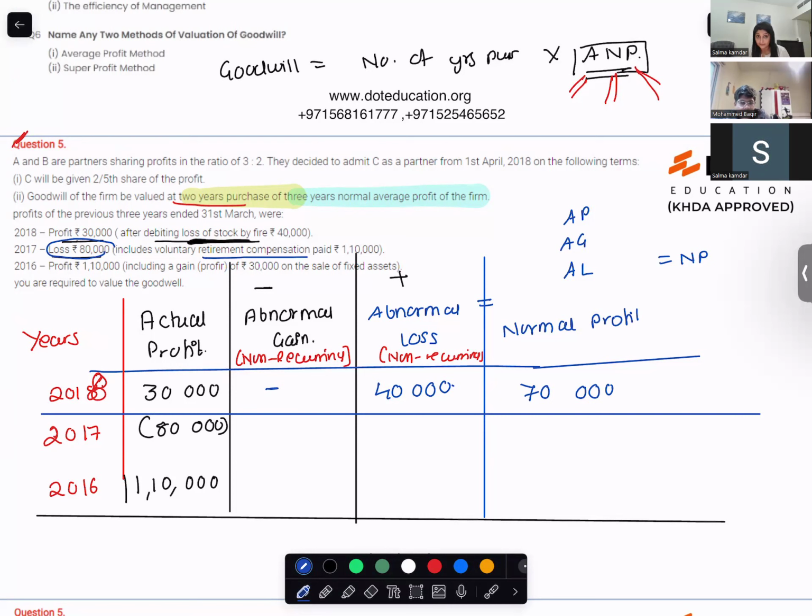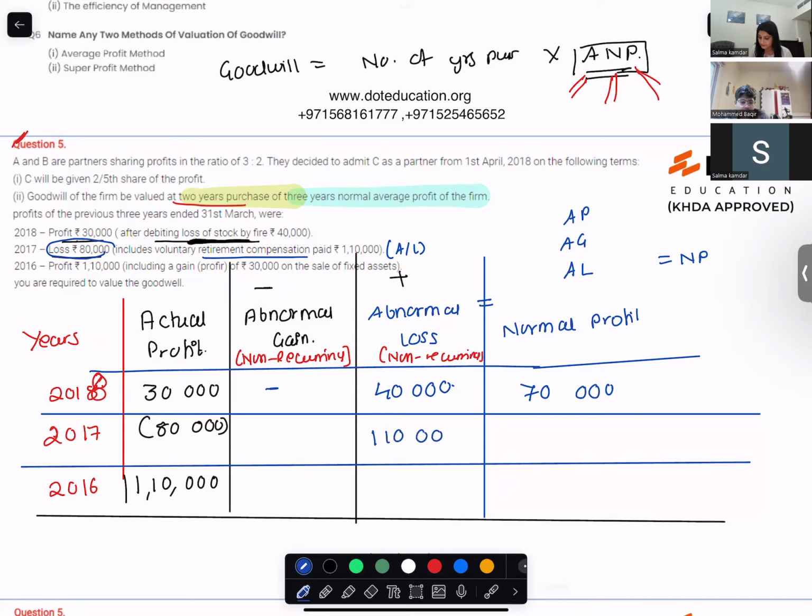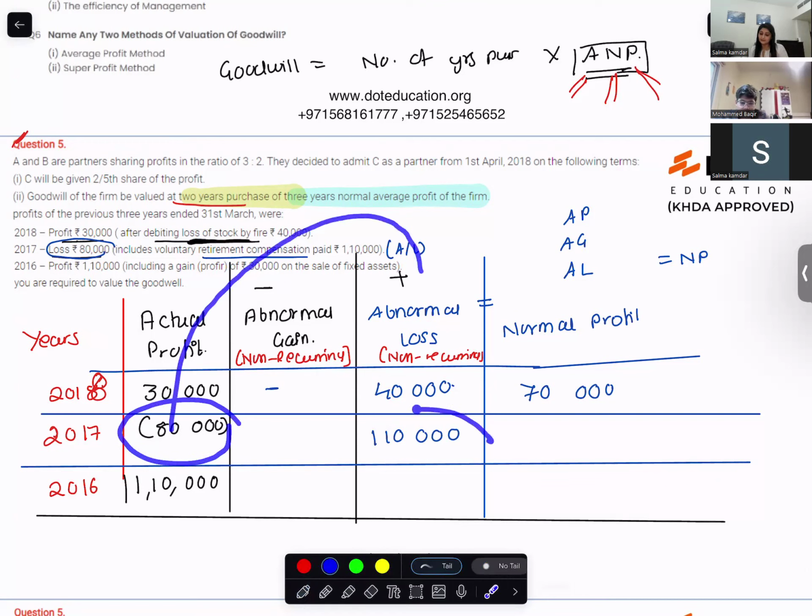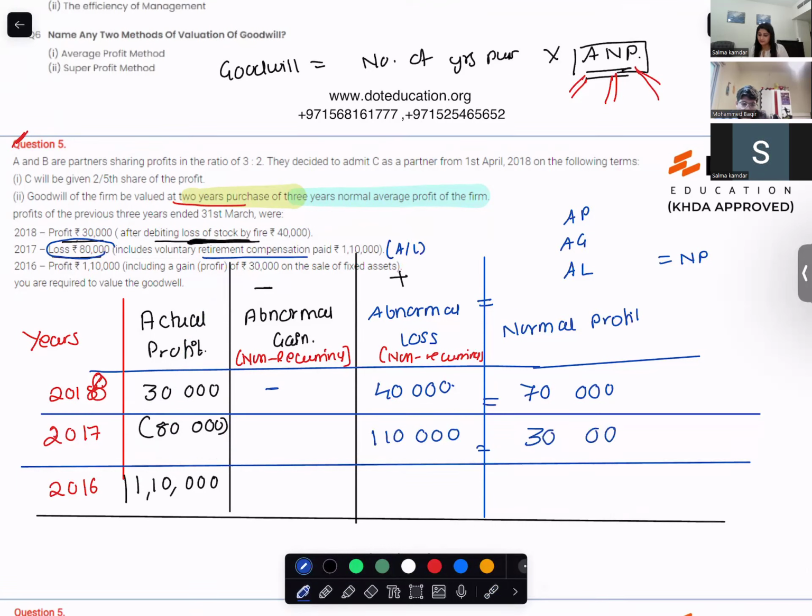What will you do? We are paying, so it's a loss, right? Abnormal loss. 110,000. So 190,000 is normal profit. See, loss was 80, but being a loss, it's subtracted. So normal profit would be 30,000. Are you with me? 30,000.